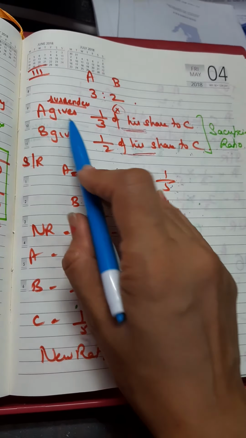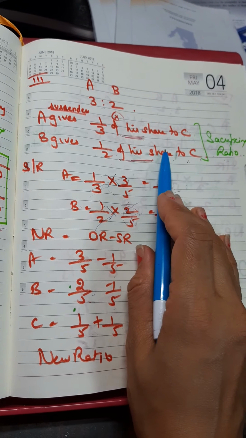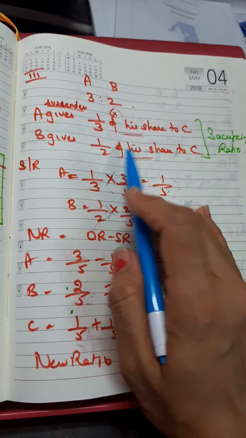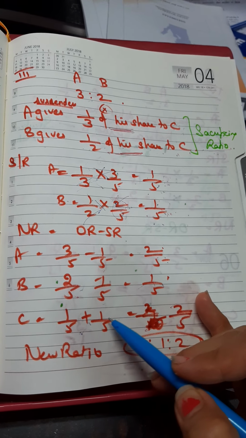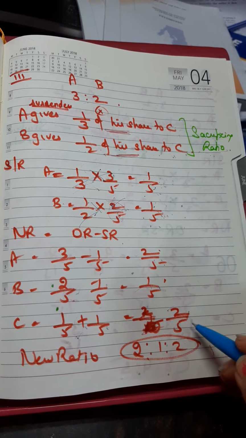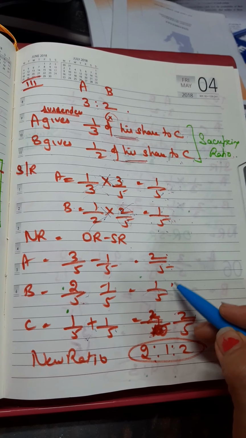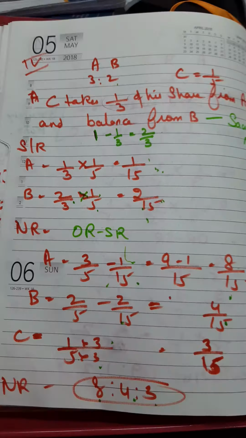And C's new ratio is not given anywhere. So how much is C getting? Whatever A and B are giving. So we are going to add the sacrificing ratio of A and B, that is 1/5 plus 1/5, which makes it 2/5. So the new ratio will be 2:1:2.